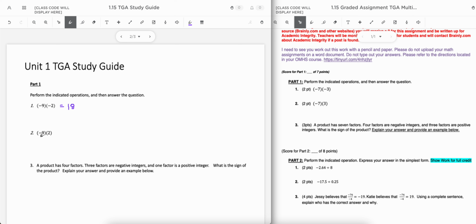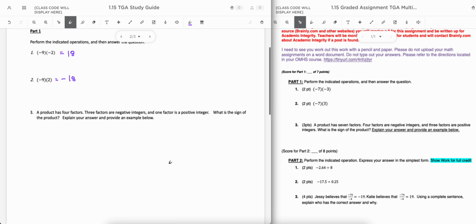Number 2, you have a -9 times a positive 2 on the study guide. And on the real one, you have a -7 times a positive 3. So on both of them, you have a negative times a positive, which is going to give you a negative. So you can go ahead and write your negative sign. And then you just do 9 times 2. So -18 for number 2.